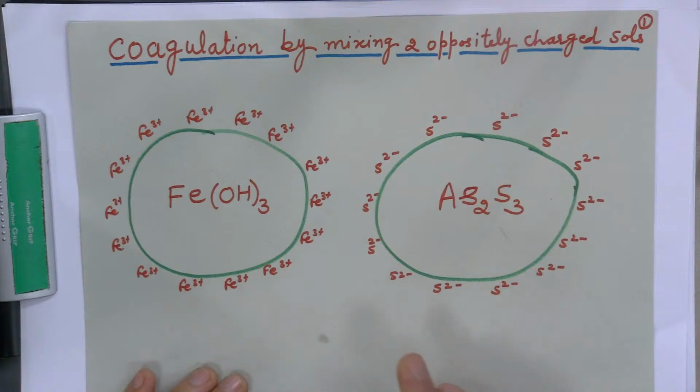So here also the same thing happens. When two oppositely charged colloidal particles are mixed, they neutralize the charges, they get aggregated and they settle at the bottom. So this is another technique of coagulation or precipitation.